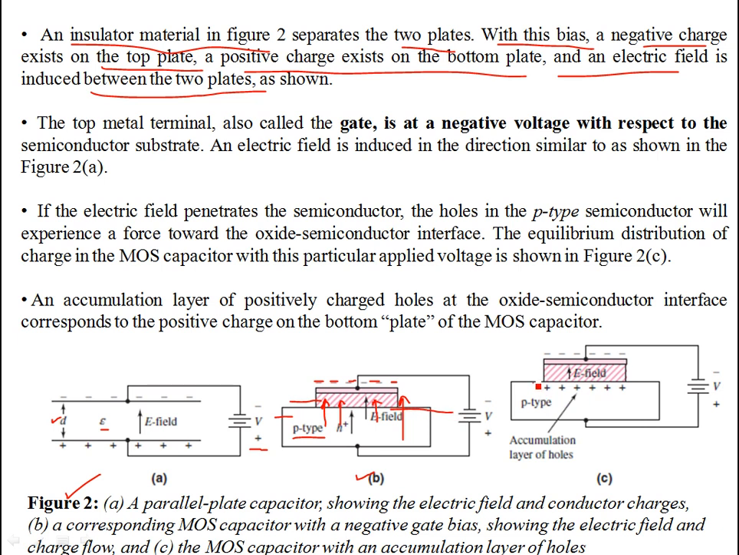Along the interface, you're going to have an accumulation of positive charges. So the bottom plate is basically positively charged, the metal plate is negatively charged, and the interface is positively charged. So that's how you have an established electric field.